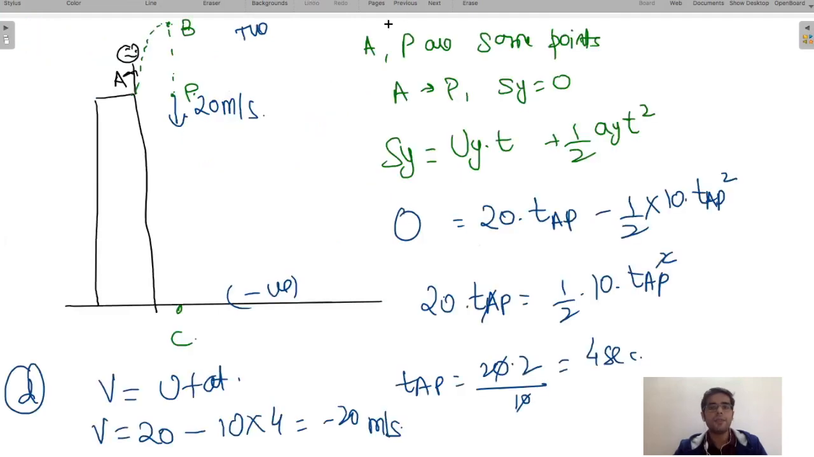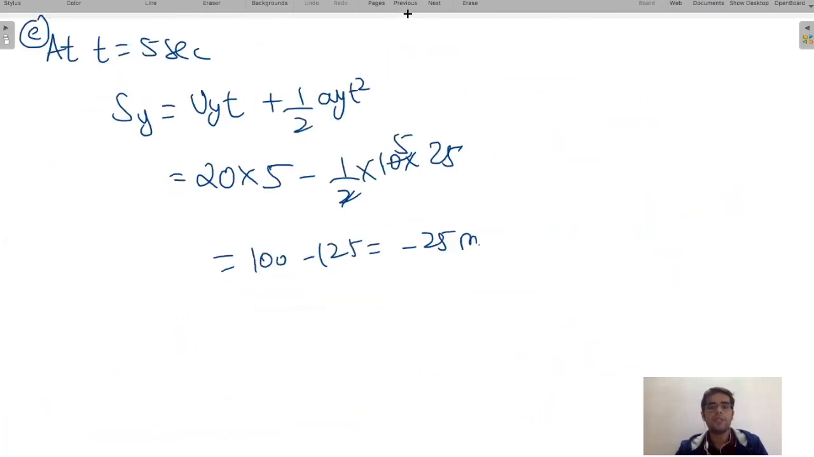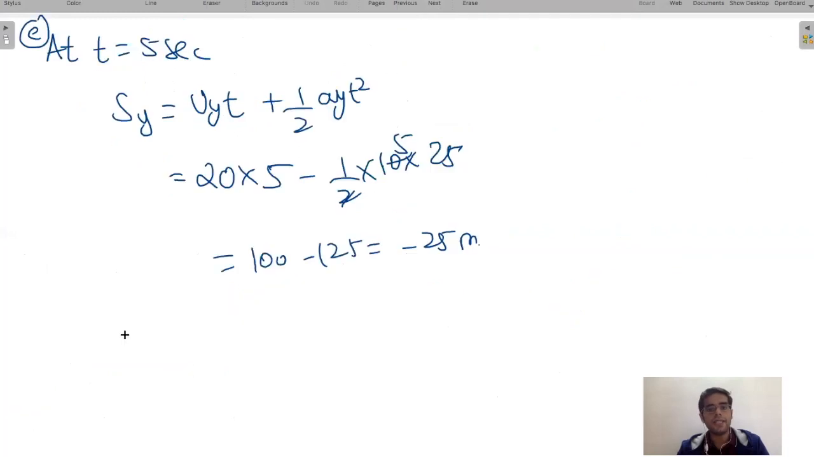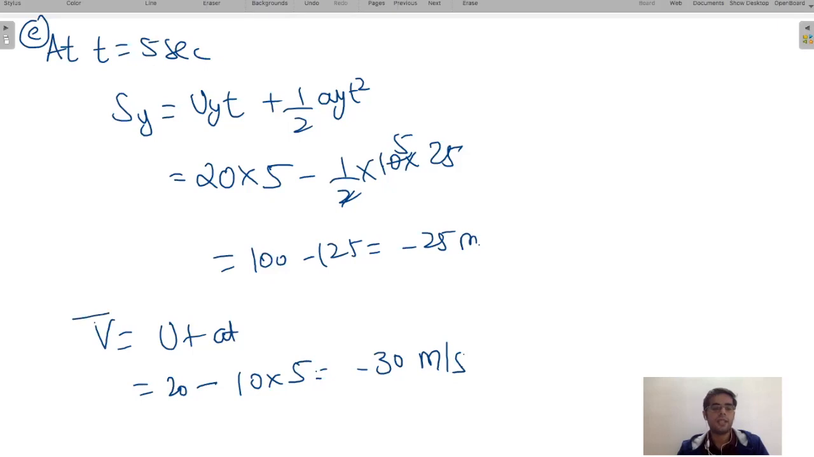So that means the position of the ball after 5 seconds is, let's say, at this Q point, which is 25 meters below point A. So it's coming out to be minus 25. And what is asked? Velocity also. So velocity at t is equal to 5 seconds is U plus at, 20 in the positive direction minus 10 into 5. So this is minus 30 meters per second.